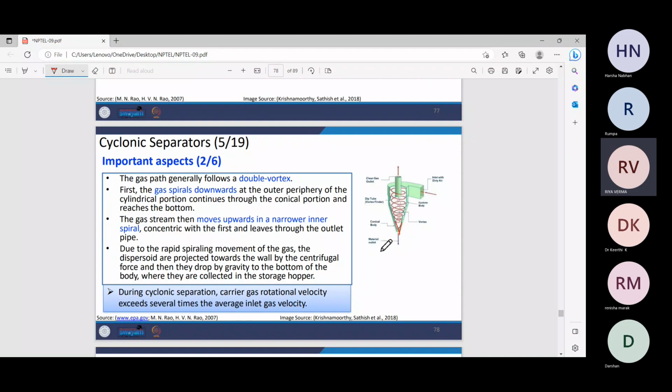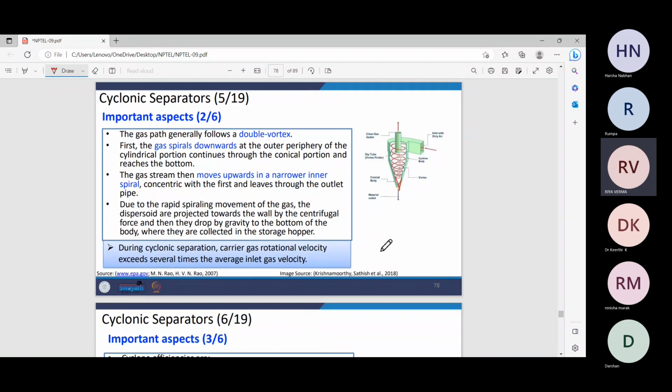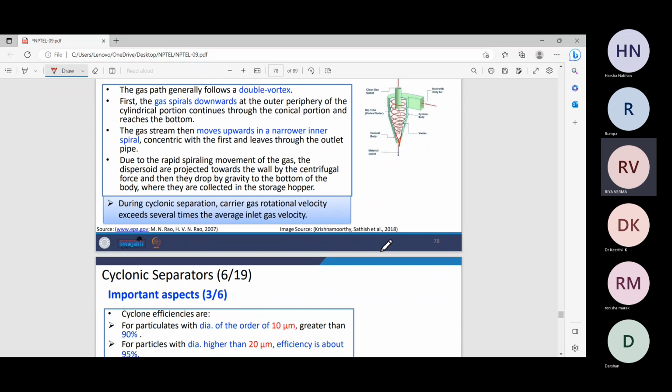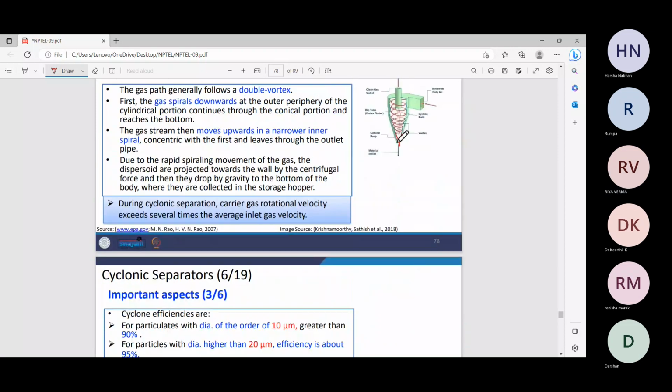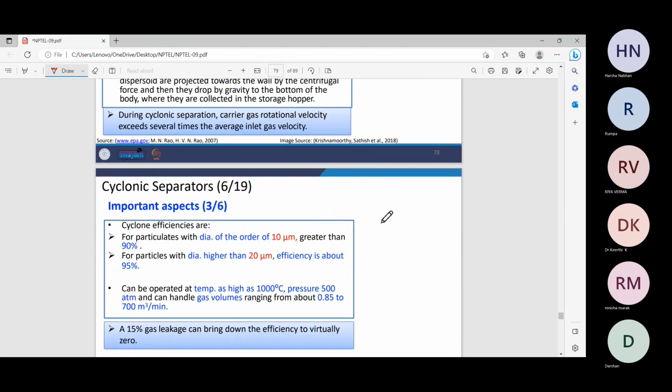During cyclonic separation, the carrier gas rotational velocity exceeds several times the average inlet gas velocity, because of this rotational movement, the velocity increases.